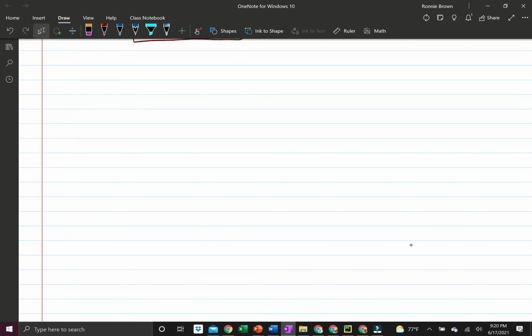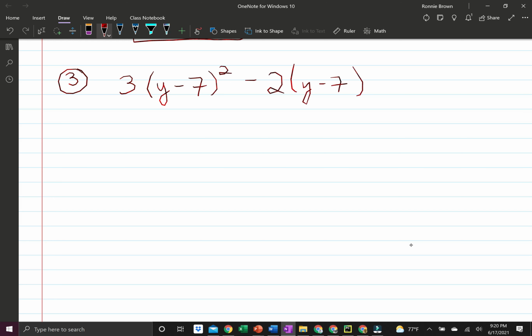Alright, we go to a third example. So this example says 3 times the quantity of y minus 7 squared minus 2 times y minus 7 minus 5 equals 0.